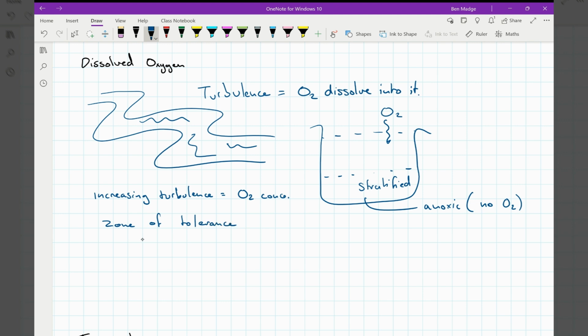Things like trout have high demands for oxygen, so they'd struggle in areas where it's become deoxygenated, or mayfly larvae. And we can use these as indicator species.